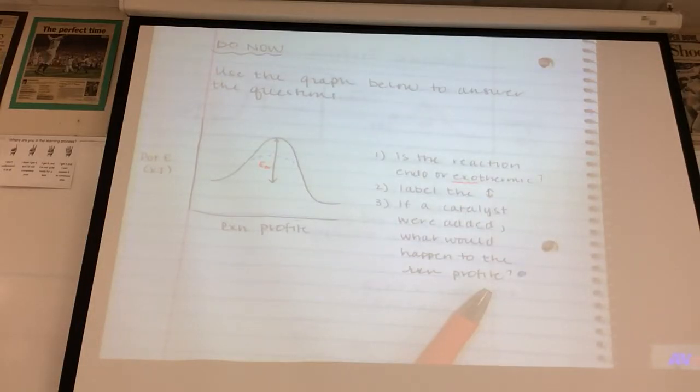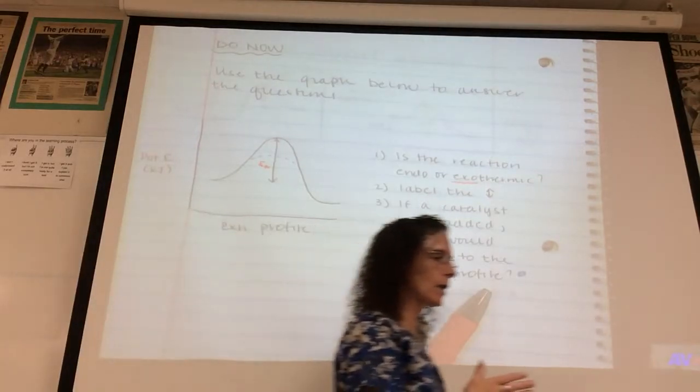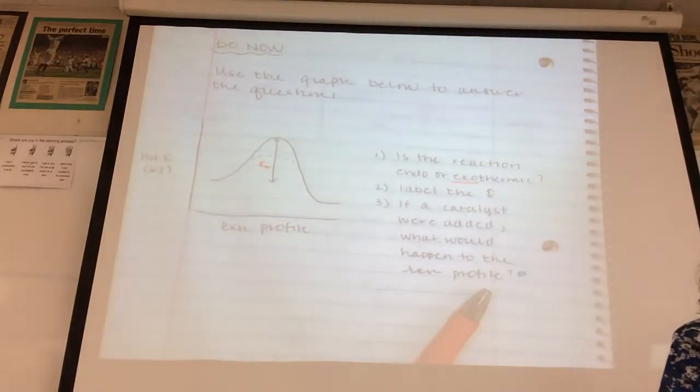So we know a catalyst speeds up the rate of the reaction without being consumed itself. It does so by providing an alternative pathway that has a lower activation energy. And again, I just wanted to draw that in for you. We're going to switch gears now, and we're going to talk about chemical equilibrium.